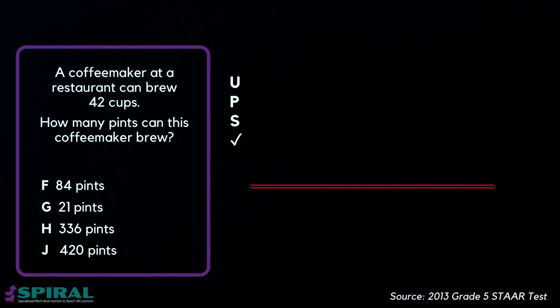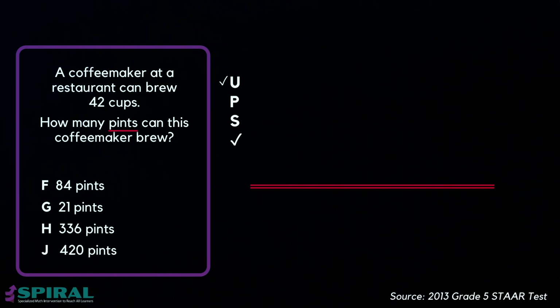Here the problem says a coffee maker at a restaurant can brew 42 cups. How many pints can this coffee maker brew? So I've read the problem and now I need to underline my label. I can look in my question sentence. It says how many pints can this coffee maker brew? They're asking me about pints, so I'm going to underline pints. Now I have completed the U step, so I will check it off.